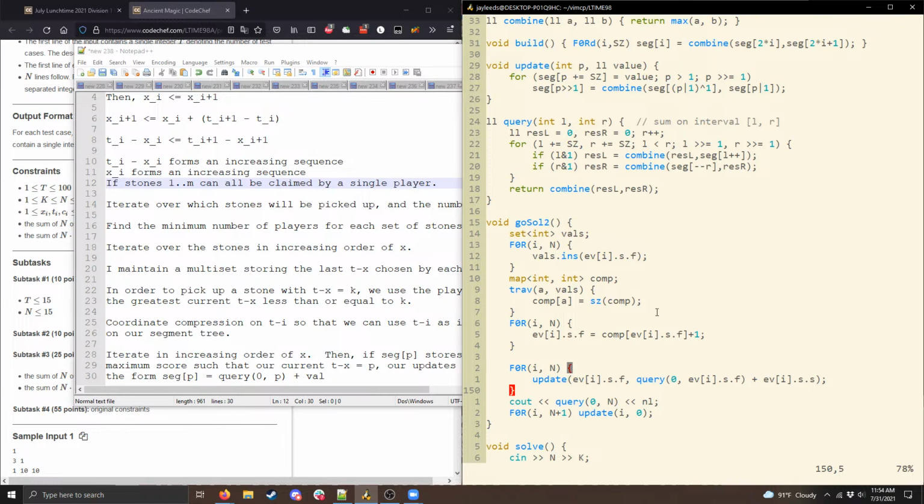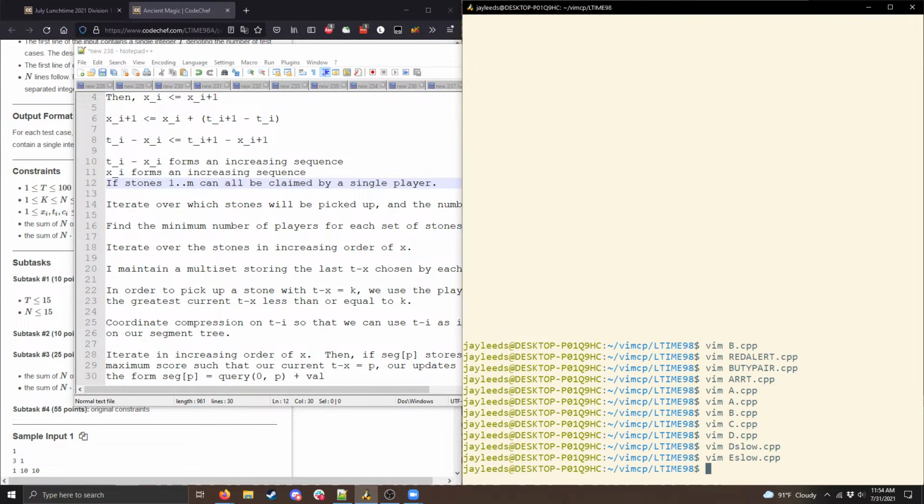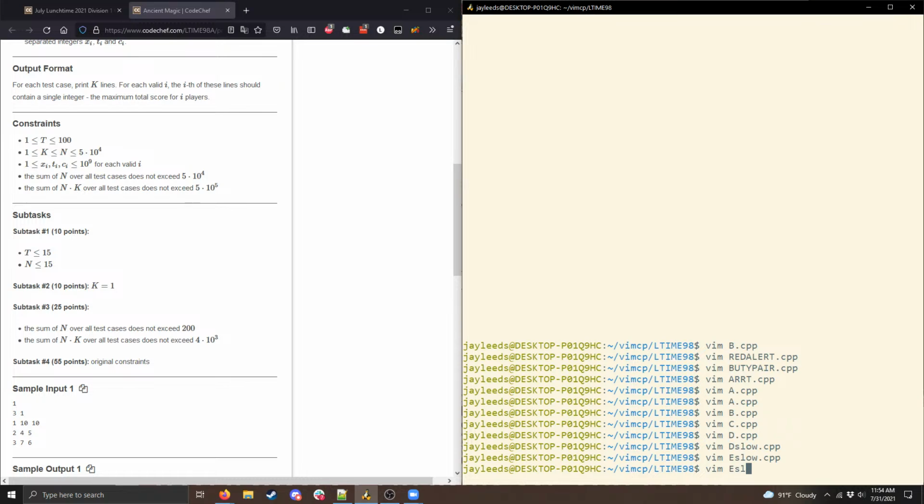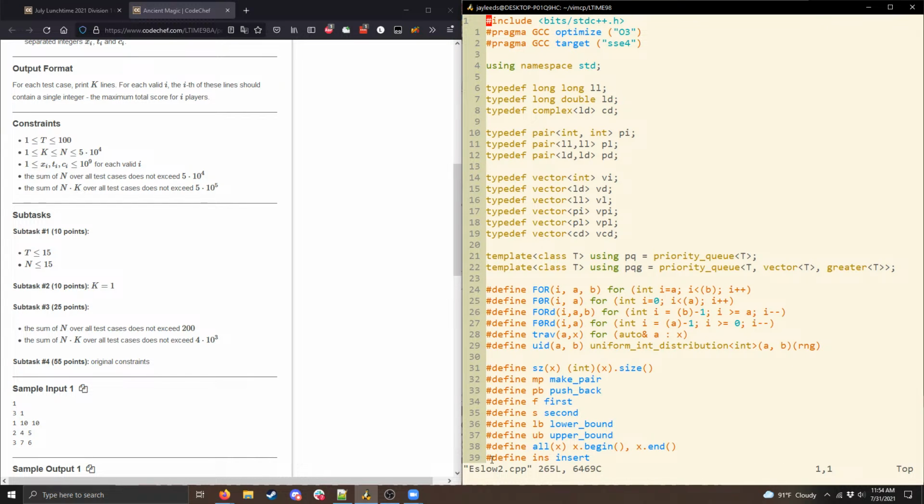So that's a segment tree DP. That's for another 10 points. Now for the final subtask, 25 points. The solution here is to use min cost flow. And let me show you what my network looks like.